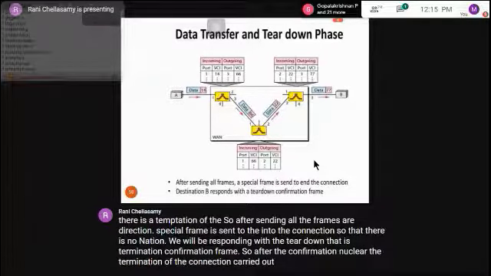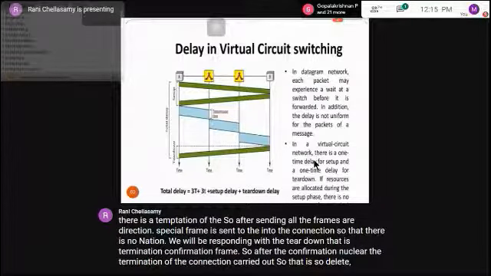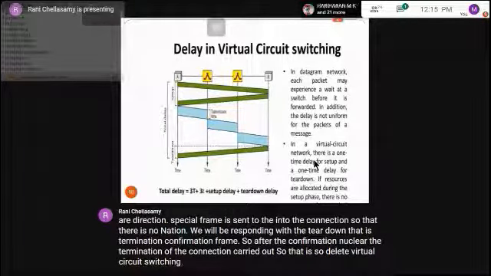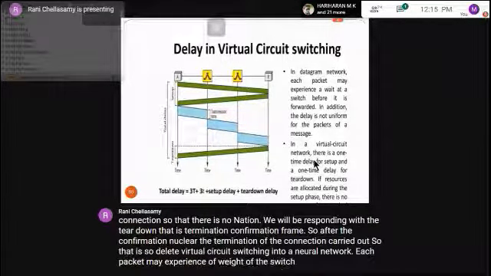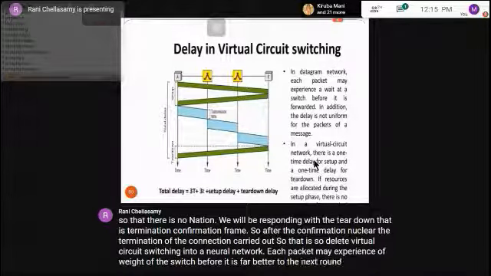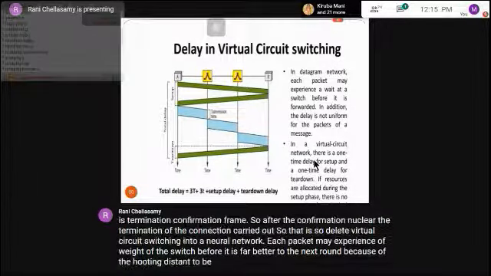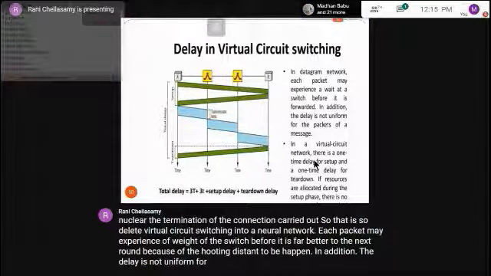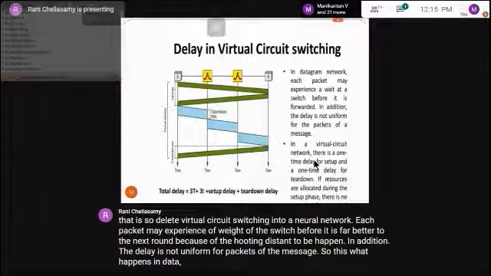So there is a delay in virtual circuit switching. In a datagram network, each packet may experience a wait at the switch before it is forwarded to the next node because of the routing decision to be made. Okay. In addition, the delay is not uniform for packets of the message. So this is what happens in the datagram approach.